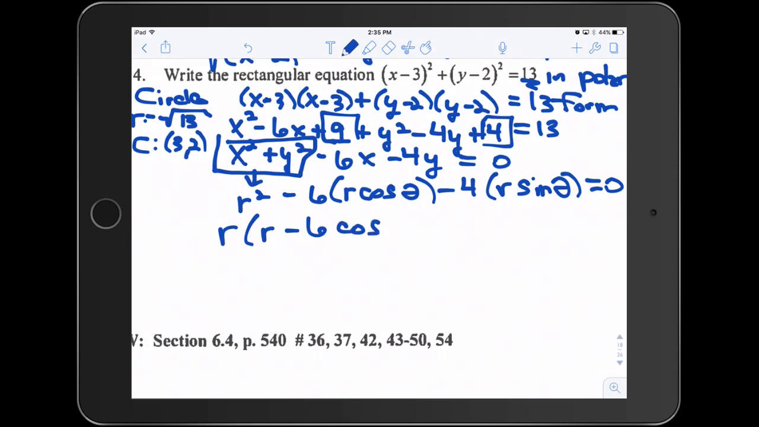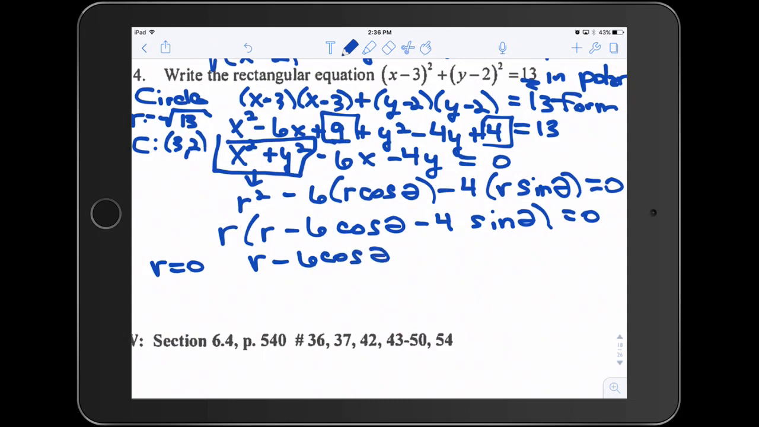But anyway, okay, so what I'm doing now is pulling out the common factor, the GCF of r. So instead of r squared, it's r times (r minus 6 cosine theta minus 4 sine theta) equals 0. So we're just pulling that common factor out. Why do we do that? Well, because then we get that r equals 0 again, which is negligible. We don't need to worry about it. And we end up with r minus 6 cosine theta, I'm almost done, minus 4 sine theta equals 0.